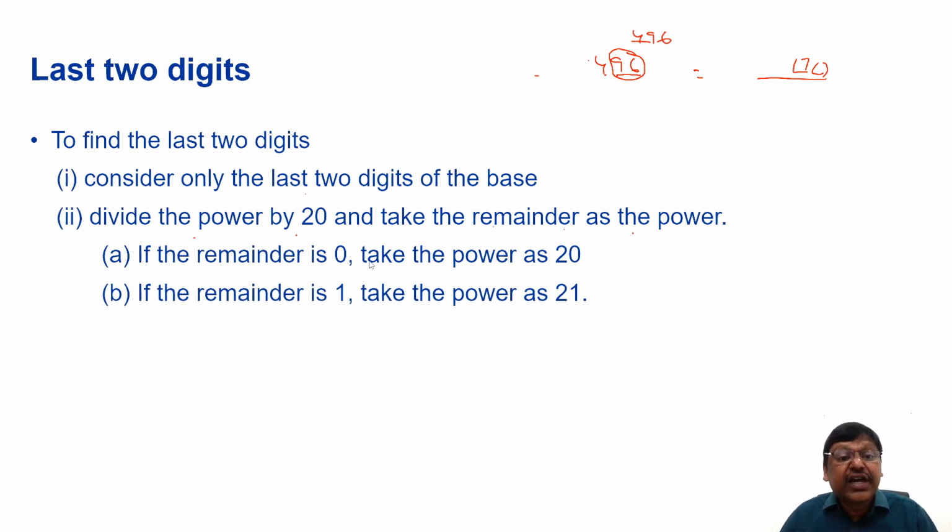In case the remainder is 0, what should we do? Take the power as 20. I told you why we should do that. Similarly, if the remainder is 1, take the power as 21. Right? So now when I take 496 power 496, if I apply this rule, because I need the last two digits, take only the last two digits of the base, 96. Divide the power by 20 and take the remainder as the power. You don't need to divide the entire number. Last two digits 96, 24 times 20 is 480, remainder is 16. So you can say 96 power 16.